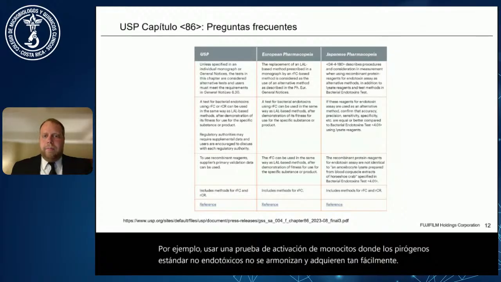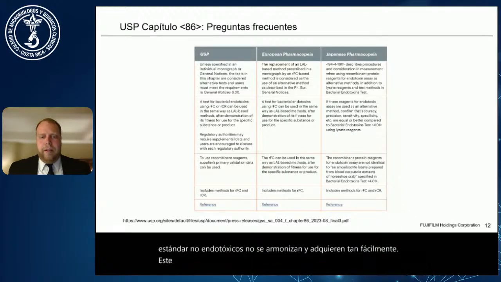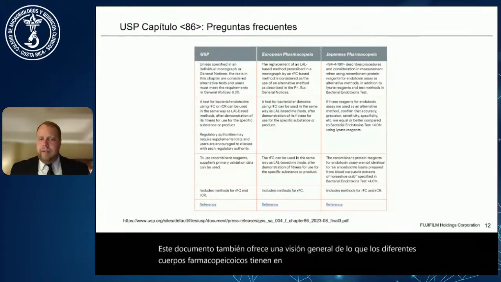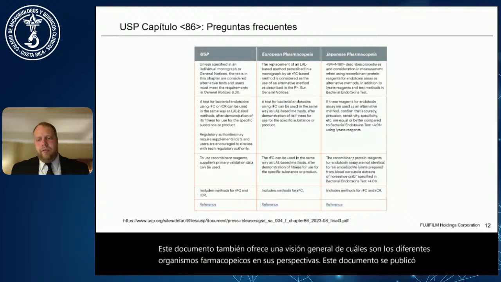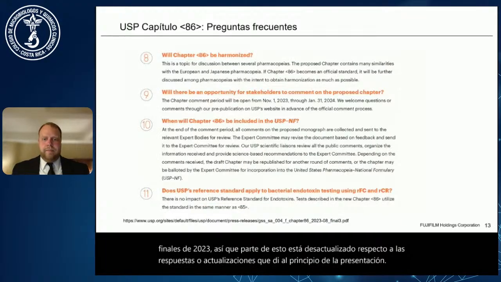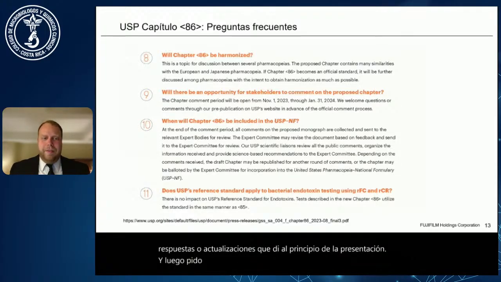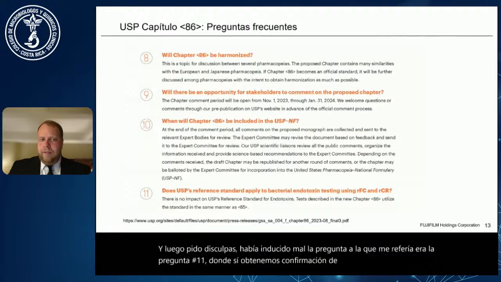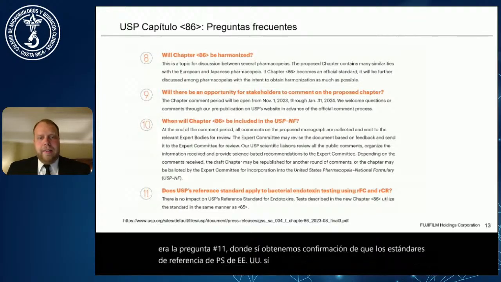This document also provides just an overview of what the different pharmacopoeial bodies and their perspectives are. This document was released at the end of 2023, so some of this is out of date from the answers or the updates that I gave at the beginning of the presentation. And then I apologize, I had misled. The question I was referencing was question number 11, where we do get confirmation that the USP's reference standards do apply to the bacterial endotoxin test.